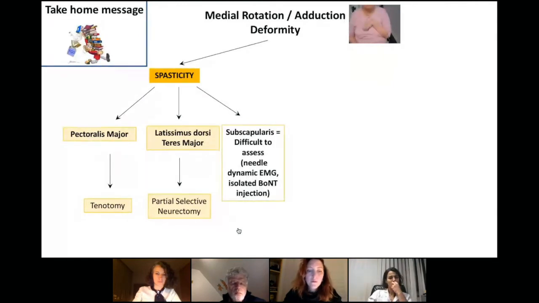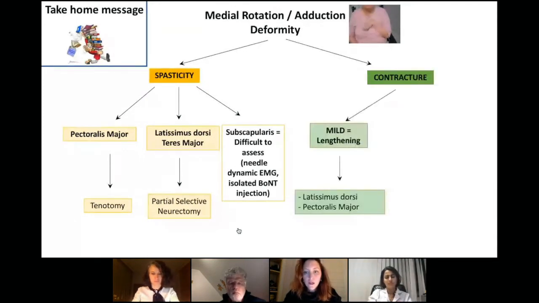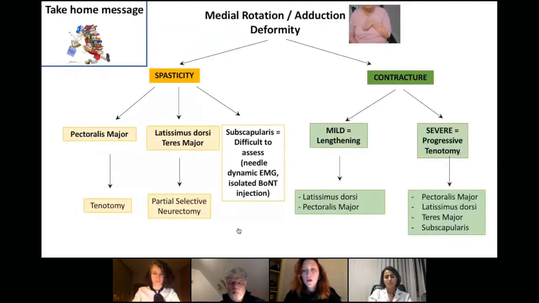Doing surgery on subscapularis in case of spasticity is quite rare. In case of a mild contracture, we can perform lengthening of the latissimus dorsi and pectoralis major. And in case of severe contracture, we can perform a progressive tenotomy, beginning with the pectoralis major, and if needed, finishing with the subscapularis.